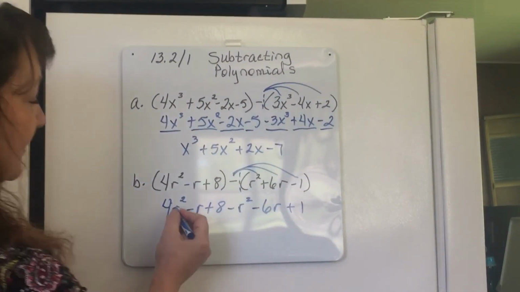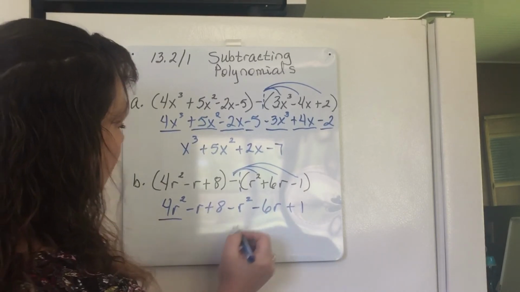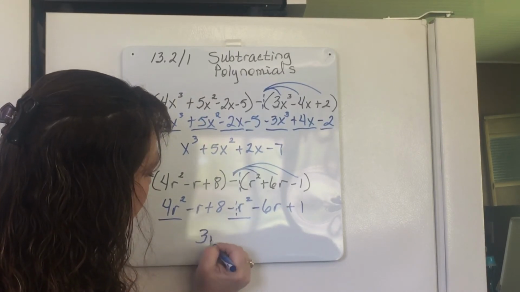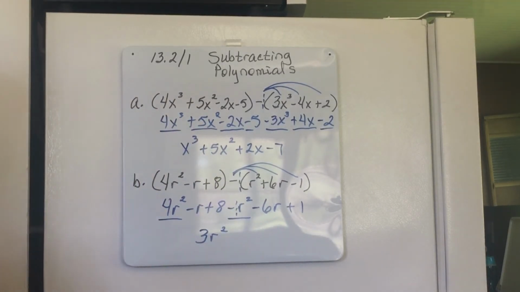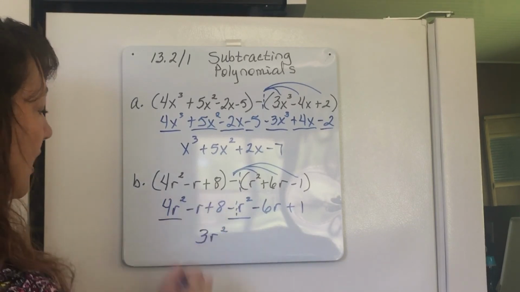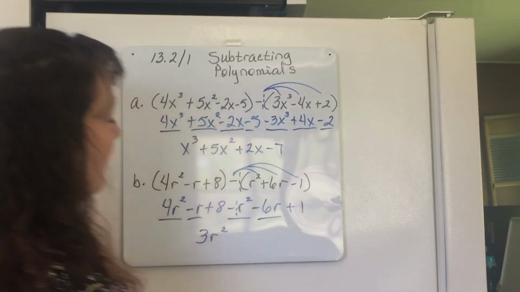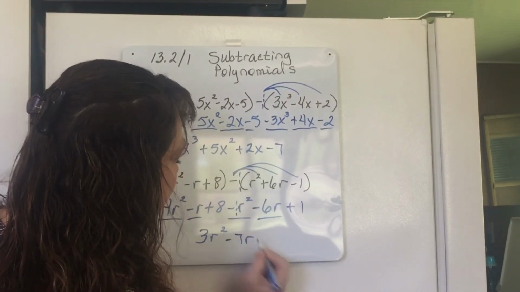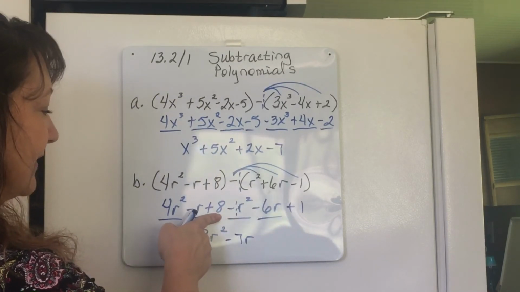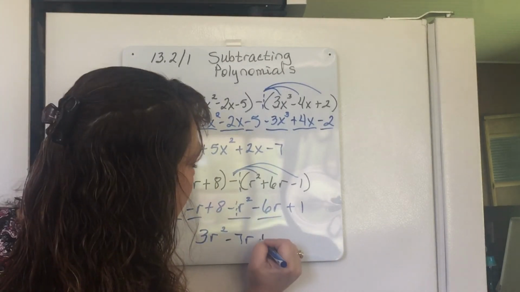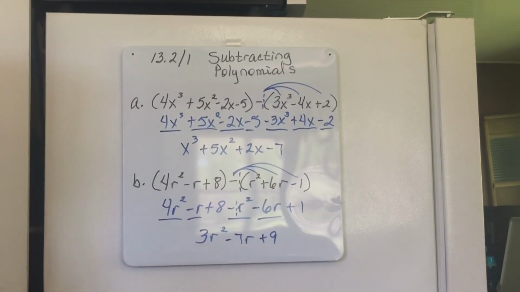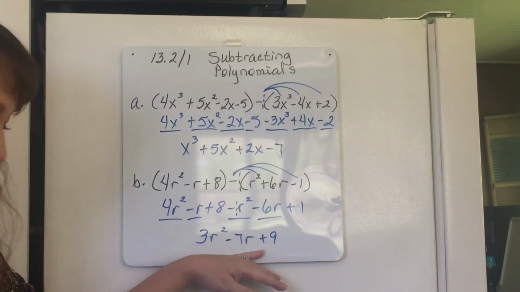Run. Thanks. Okay, so I'm going to start with the highest exponent. 4r squared minus 1r squared is 3r squared. My next highest exponent is a 1, so that's a -r minus another 6r, so that's a -7r. All that's left now is a positive 8 plus 1, which is a positive 9. I can't combine anymore because they're not like terms, so that's my final answer.